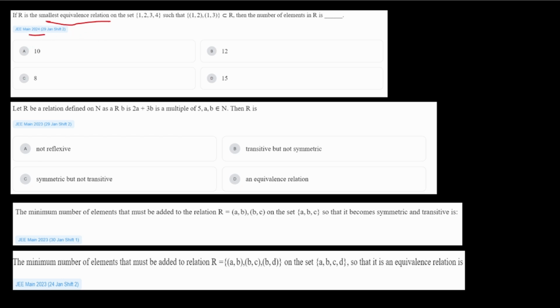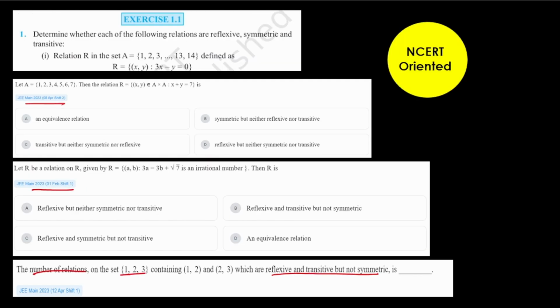This was asked 2024, 29th January. Here is another question where you need to find whether the relation is reflexive, transitive, equivalence, or symmetric. 2023, 29th January, right? In the 2023 JEE Main question paper, you can see a lot of questions were asked based on this concept, right? What I'm trying to say is, in a particular session, if you take the January session, here they've asked the whether-the-relation kind of question, and here also, this is also 2023 January session, which happened on the 1st of February. Again, this question is to find whether the relation is reflexive, symmetric, transitive, or equivalence.